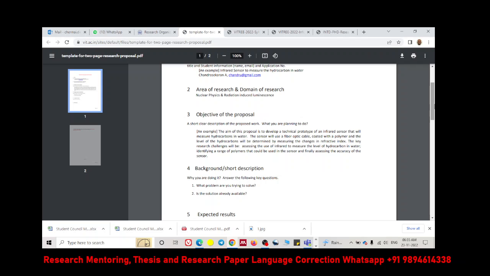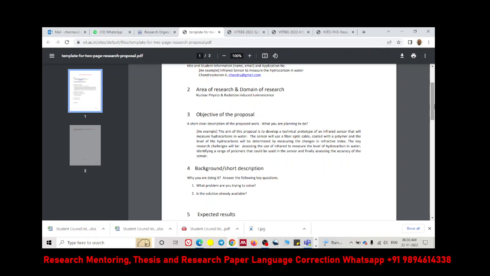Third one, the key research challenges. They have added the challenges also in the objective. You can give what you are planning to do, as well as you can add certain challenges also. That's what they've given: assessing the use of infrared to measure the level of hydrocarbon in water, identifying a range of polymers that could be used in the sensor, and finally assessing the activity of the sensor. These are the challenges. So you give a clear description. First thing, you add objectives, probably 3 objectives. Then what are the challenges you will face, you can add those also.